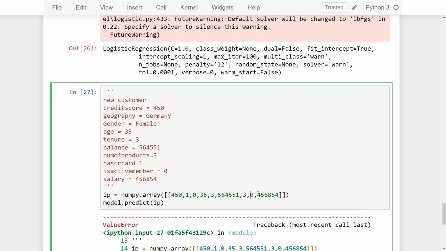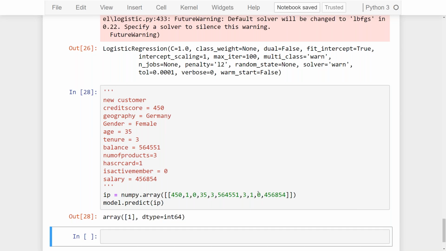Okay, yes, has credit card. Okay, so this says 1. That means this customer will leave the bank. The model says that for this customer, the customer is going to leave the bank.